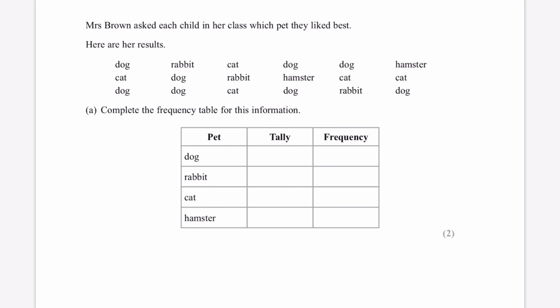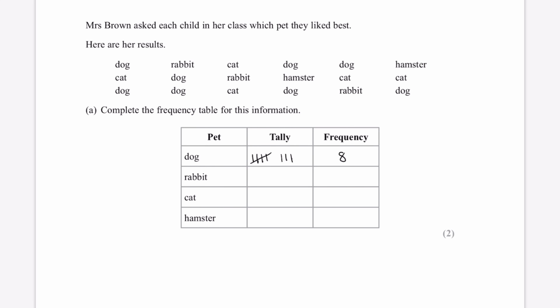So if we start with tallying up the number of people who said they liked dogs best, this tells us that we have 8 children in her class which like dogs the best. So therefore the frequency is 8.